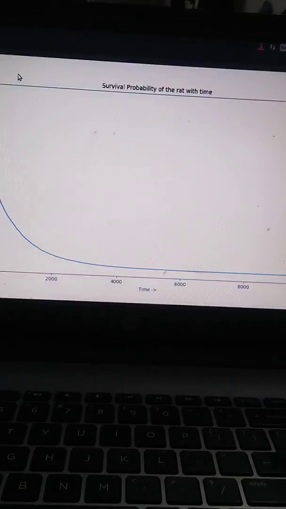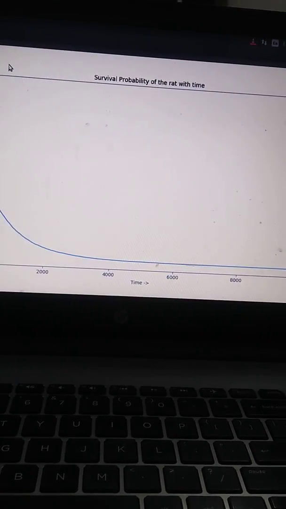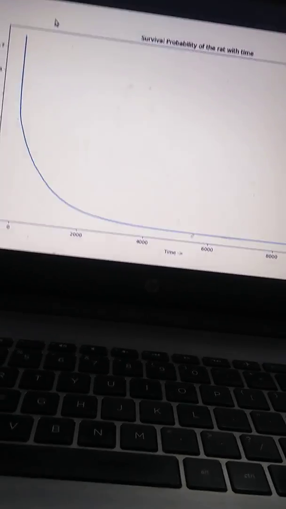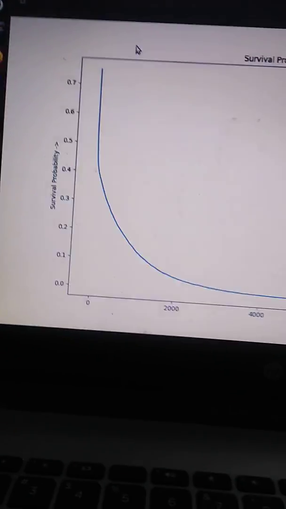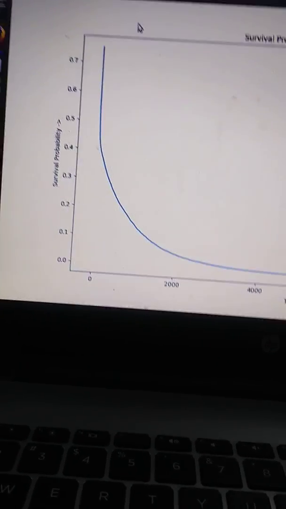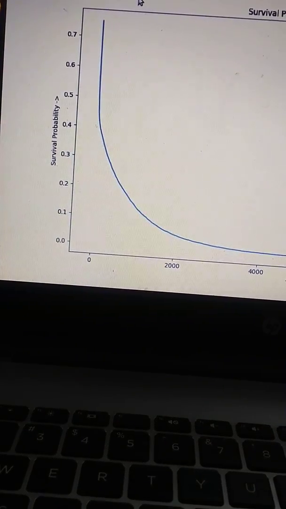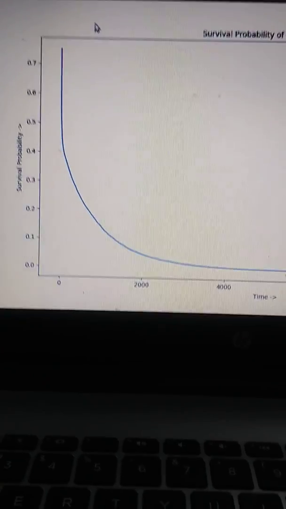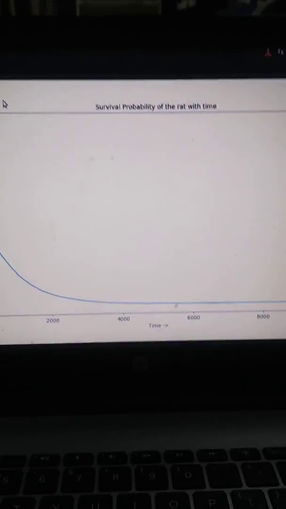For the second part, the rat and the cat start from the same point at the center. Here the graph is the same as before, but one thing to note is that the survival probability isn't 1 at time t equal to 0. We need to keep this in mind, because as they start from the same point, the survival probability can never be equal to 1. This was the only important thing to note. Other than that, both graphs have the same formation.